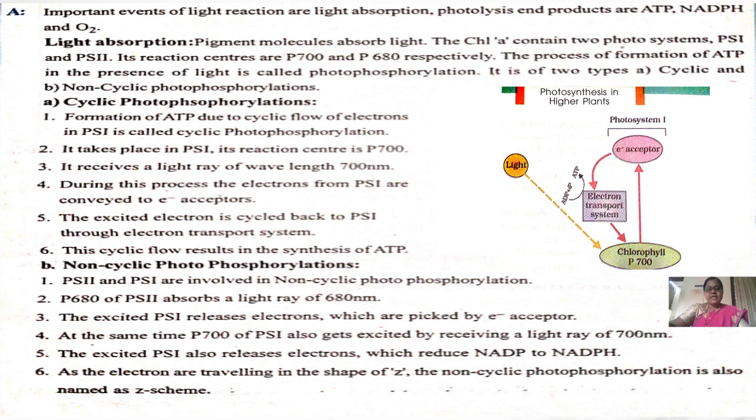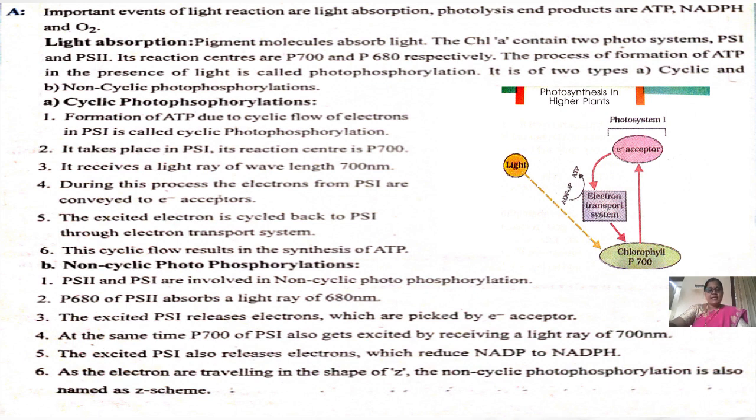If you see the cyclic photophosphorylation diagram, the entire process takes place in photosystem 1. From photosystem 1, the electrons are conveyed to the electron acceptors and again cycled back to photosystem 1 through the electron transport system. So the entire process takes place in a cyclic way and results in the synthesis of ATP. And next is non-cyclic photophosphorylation.